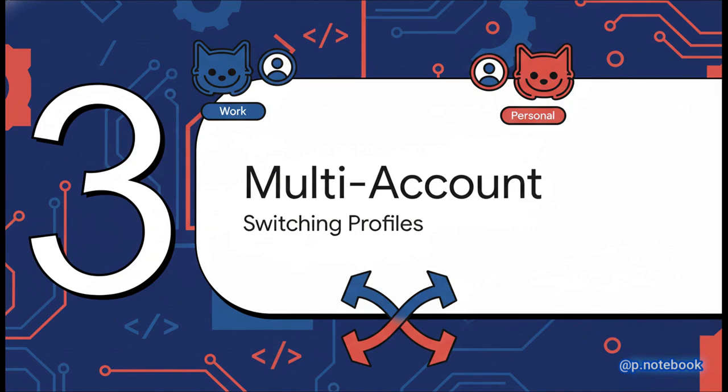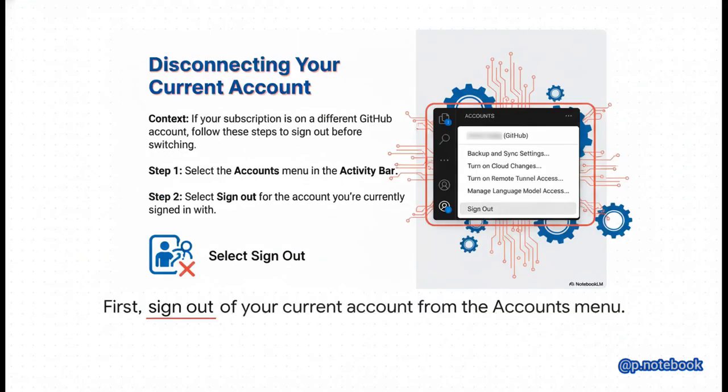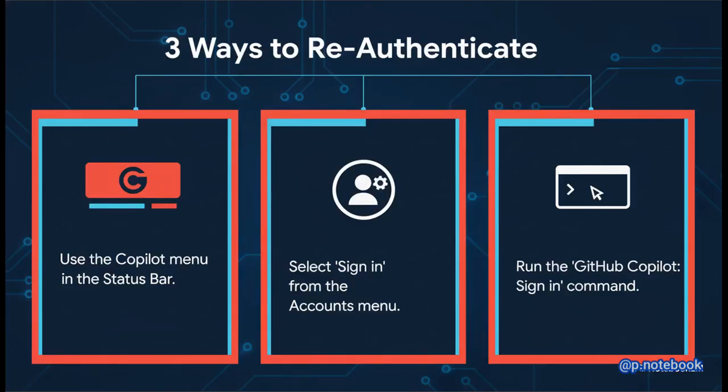So many of us lead a double life, right? We've got our work GitHub account and our personal one for side projects. So how do you manage that in VS Code without it being a total headache of logging in and out all the time? Let's take a look. To make the switch, you've got to sign out of your current account first. Just head over to the activity bar, that's the one with the little person icon, find the accounts menu, and hit sign out. Once you're signed out, you've got a couple of options to sign back in with your other account. You could use that status bar icon again or the accounts menu.